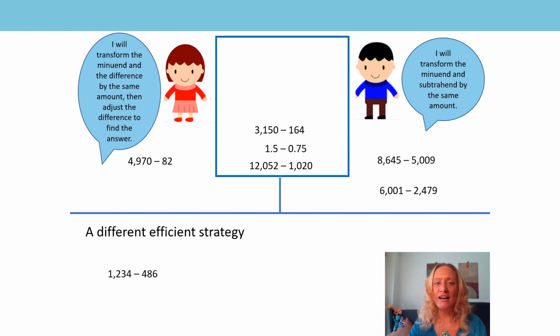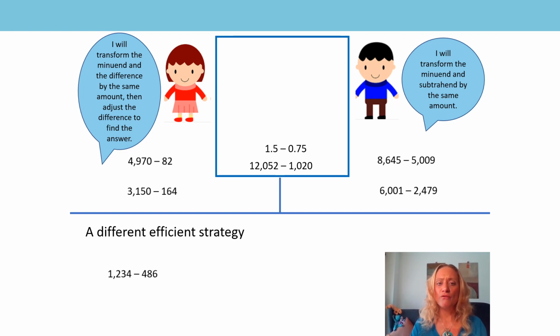3,150 subtract 164. What do we think about this one? That's right. Did you decide? Yes, go to Ellie, because I can transform the minuend and the difference by the same amount. What did you transform it by? Transform it by increasing the minuend by 14. Fantastic. So that would be 3,164. And then I can subtract 164 really easily, can't I? As long as I remember to transform the difference by the same amount.